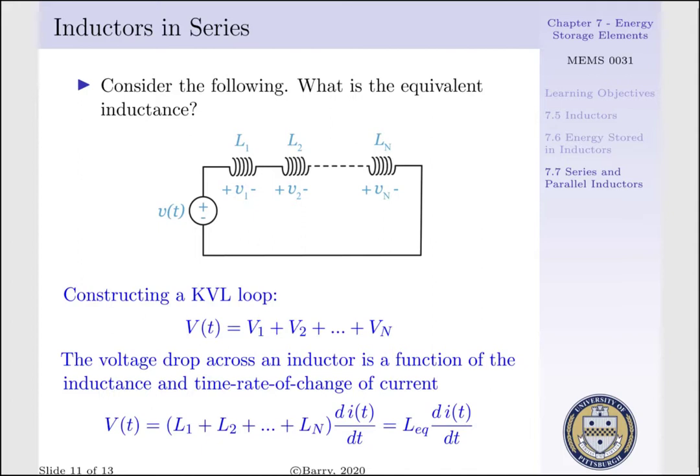Since they all share the same current, they all share the same time rate of change of current. Thus, we'd have L1 plus L2 all the way up to Ln, times di/dt. And we'd say that LEQ is going to be the algebraic summation of our inductances of our inductors in series.